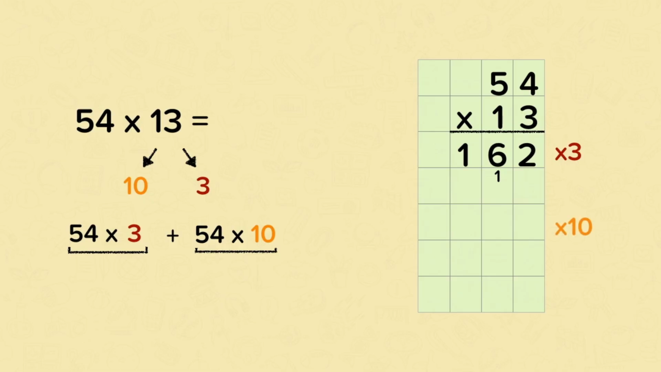Next, let's multiply 54 by 10. Once again, this is simple. 540. Now, add the numbers together. 2 add 0 equals 2. 6 add 4 equals 10. Exchange the 1 from 10 into the hundreds place. 1 add 5 add 1 equals 7. So 54 times 13 equals 702.